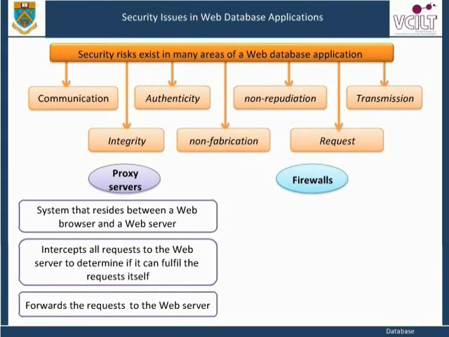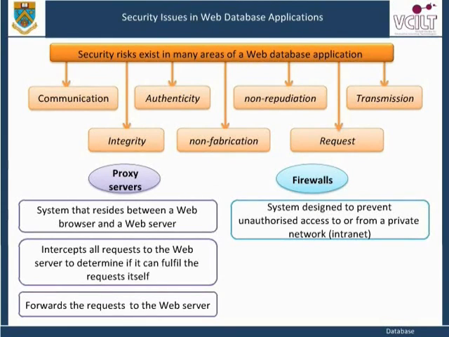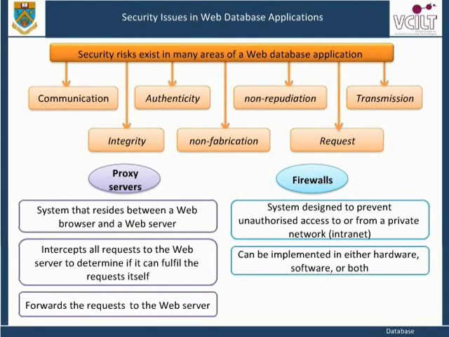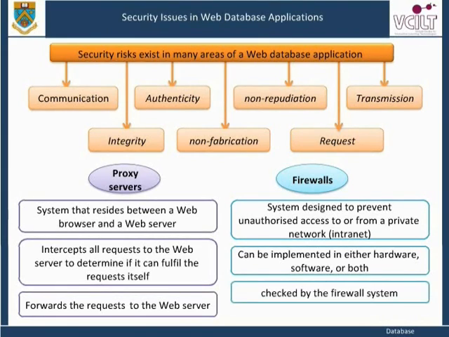Firewalls. A firewall is a system designed to prevent unauthorized access to or from a private network, an intranet. It can be implemented in either hardware, software, or both. All data entering or leaving the intranet connected to the internet must pass through the firewall. They are checked by the firewall system, and anything that does not meet the specified security criteria is blocked.